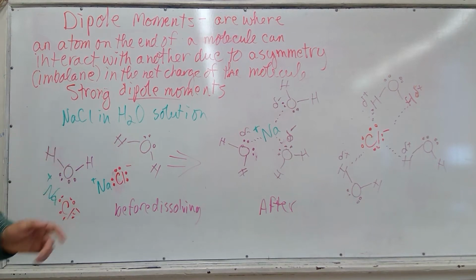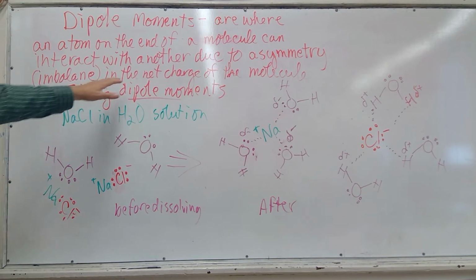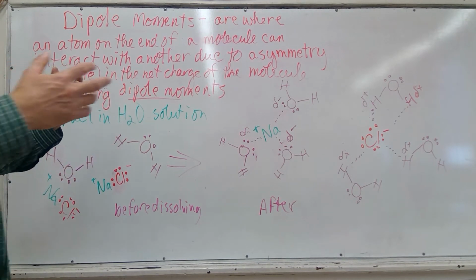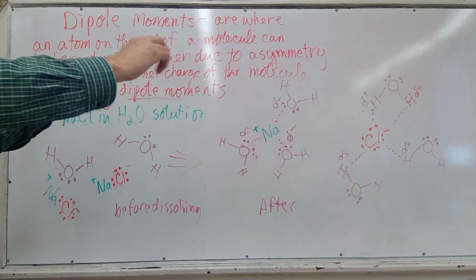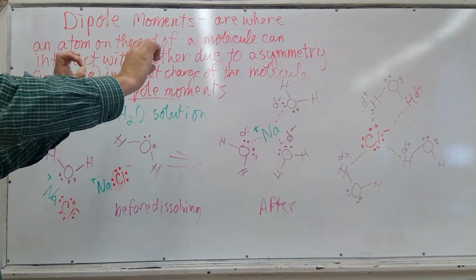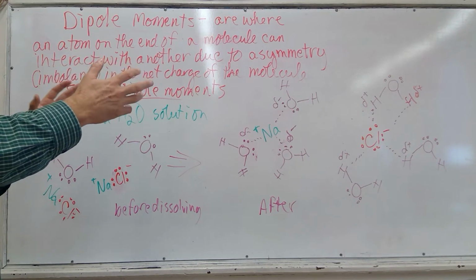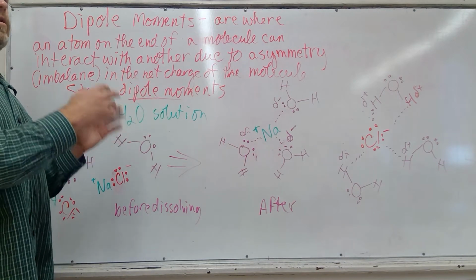All right, everybody. Today we're going to talk about dipole moments, where an atom on the end of a molecule can interact with another due to asymmetry or an imbalance in the net charge of the molecule. So dipole moments are where this sort of polar relationship can emerge between one molecule and another, on parts of each molecule that have an imbalance of charge between atoms. In other words, a more polar moment rather than a non-polar moment.